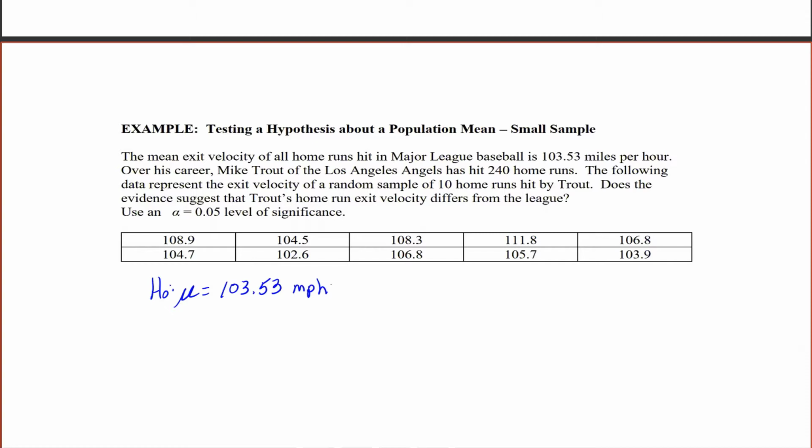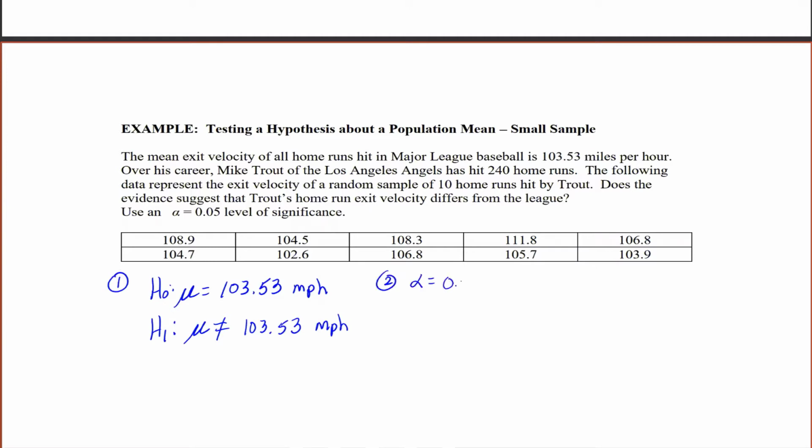And then again, in words, that means the exit velocity of a Trout home run is no different from the mean exit velocity of any home run. What are we looking for evidence to demonstrate? Does it differ from the league? How would I write that? Not equal to? Yeah, there you go. Not equal to. So the alternative is that the mean is not equal to 103.53 miles per hour.